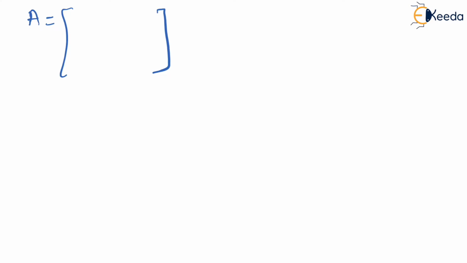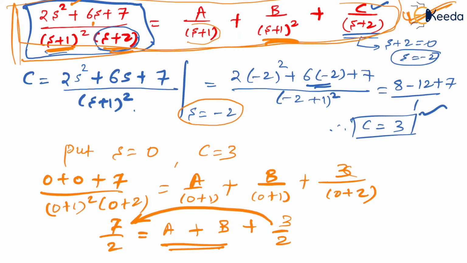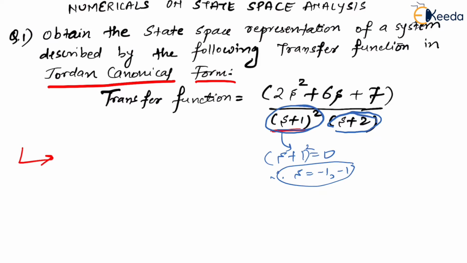So yes, let me have compartments. One will be for the two poles and the other will be for the single pole, right? So for two poles, I get it as minus 1, and here at the end I am going to write this third pole, which is S plus 2, which is nothing but S equal to minus 2.